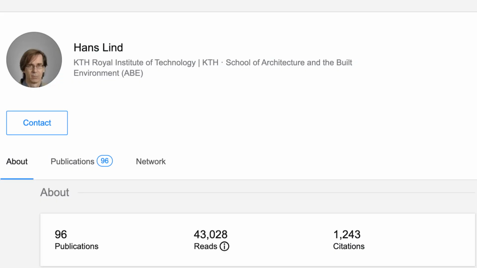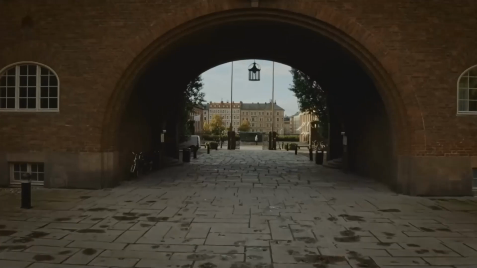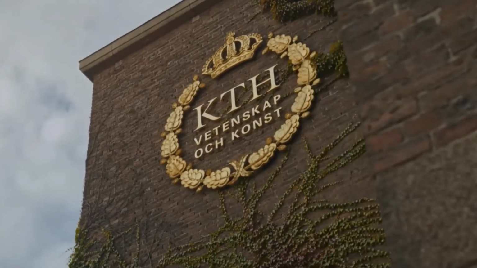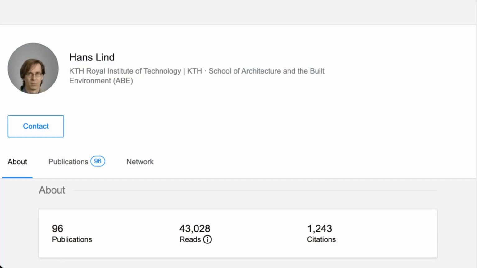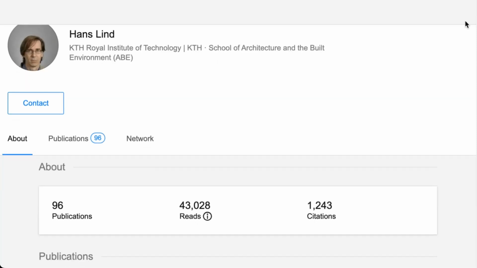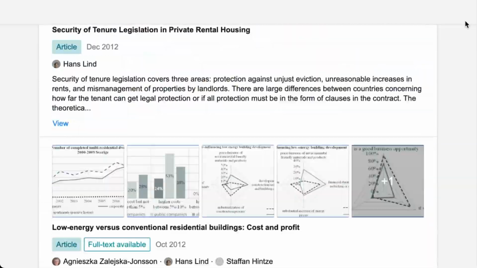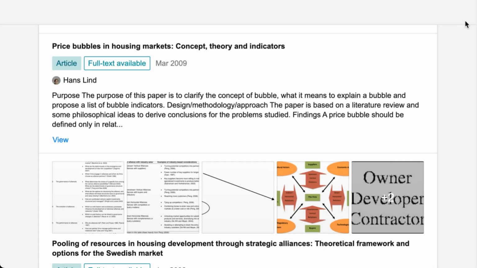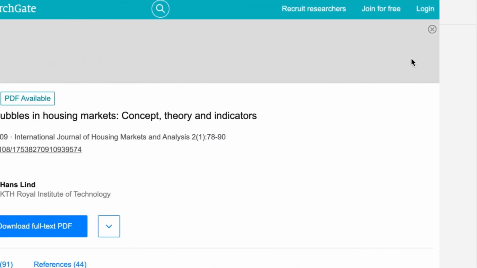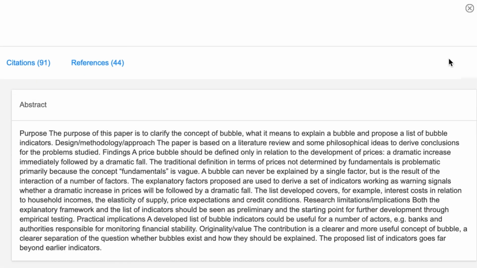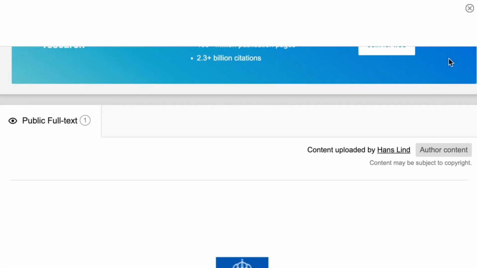So, who was Hans Lind? He is a professor at the School of Architecture and the Built Environment at KTH Royal Institute of Technology in Stockholm, Sweden. Although he's not an economics professor and certainly not as well known as Robert Shiller, one of his most well-known and widely cited papers is his theory of price bubbles in housing markets, which was published during the global financial crisis in 2008.